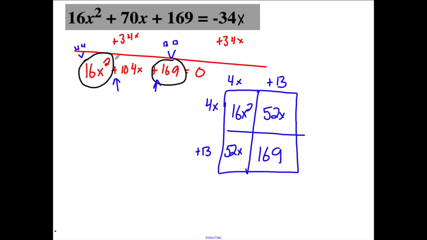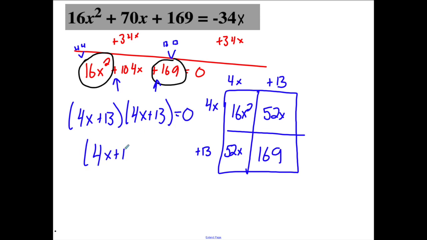And 52 plus 52 is 104. So we have (4x + 13)(4x + 13) = 0. And I would like you to go ahead and rewrite that as squared, because we know when things are multiplied by themselves, we're squaring them. Okay?